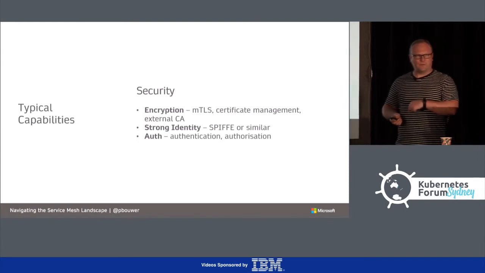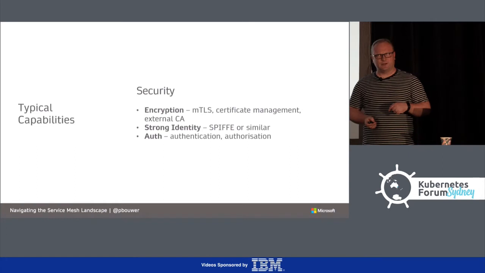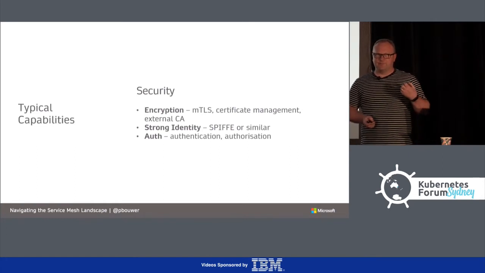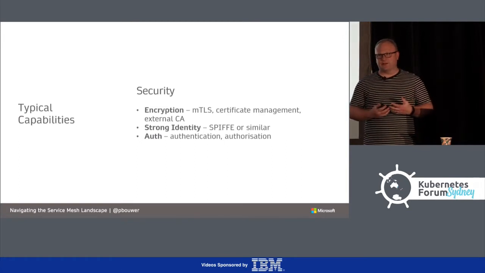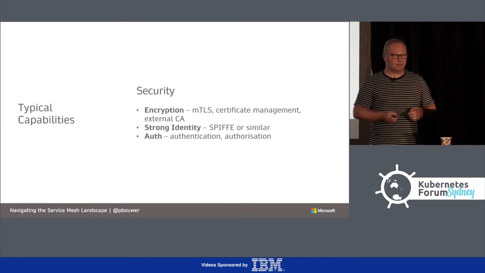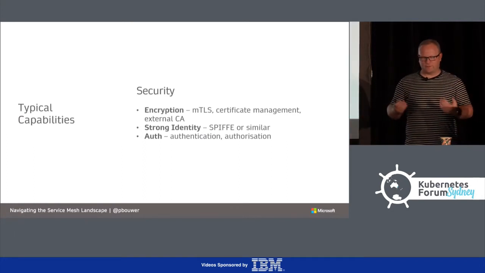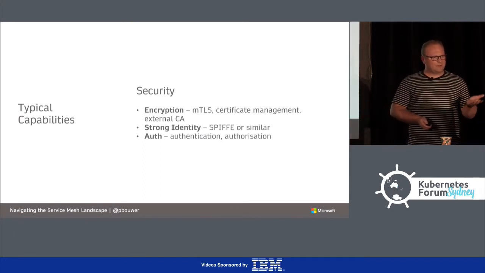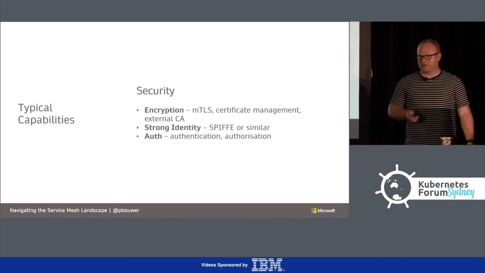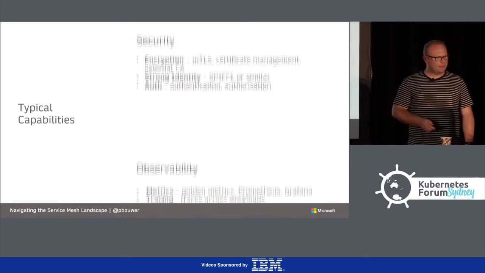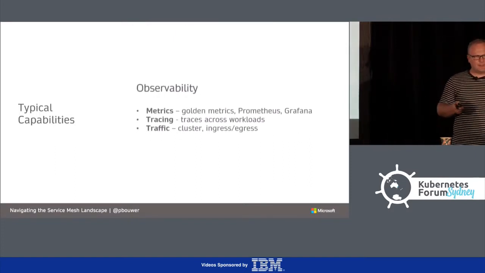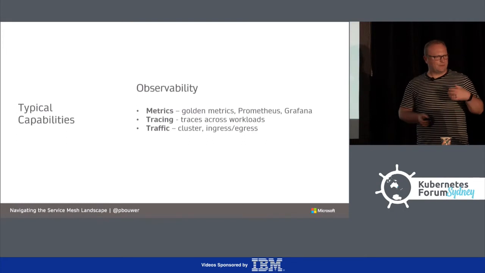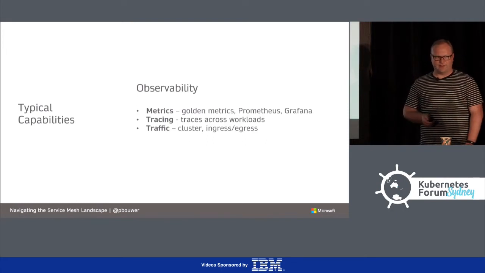the talk before me mentioned SPIFFE, and that's an important aspect of a lot of the meshes. So SPIFFE is a specification that gives you strong identity and a way to test that identity, and also gives you certificate bundles, which allows for all the encryption. And then there's also authentication and authorization that the mesh can do transparently for you. And then in observability, typically all these meshes will give you a bunch of stuff around metrics, tracing, and traffic.